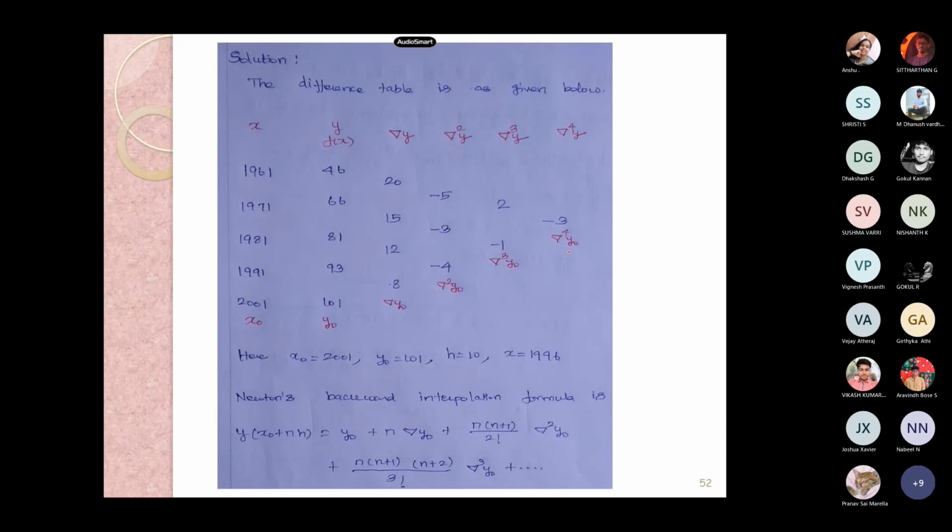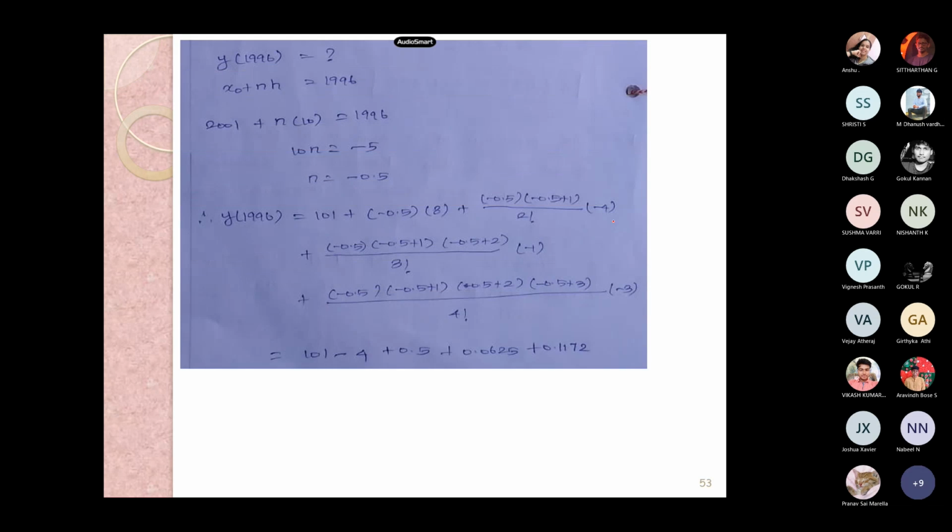Here the x naught is the last data. The last data set is 2001 and 101, and that is x naught and y naught. The difference h would be 10, and our focus is to find the value for 1996. For Newton's backward interpolation, we need to remember the first difference, second difference: 8, minus 4, minus 1 and 3. We need to find the value of n. x naught plus n into h is equal to 1996. Applying 2001 and 10 and 1996, we get n as minus 0.5.